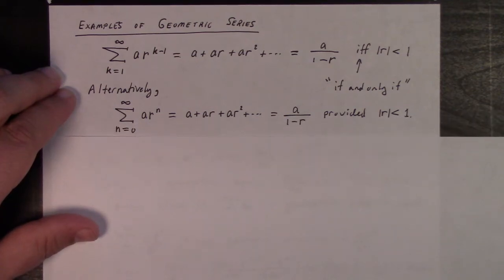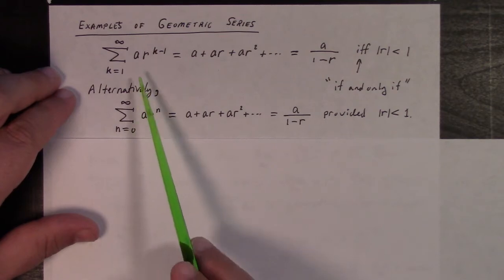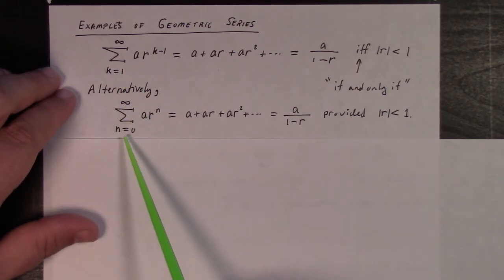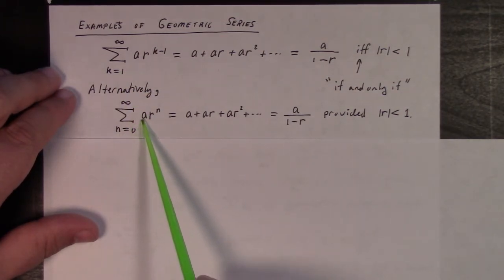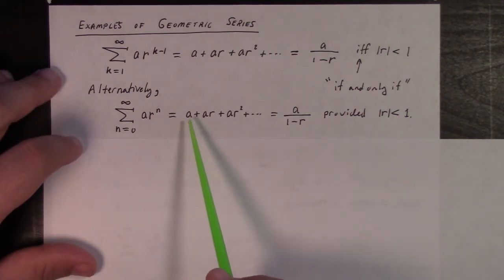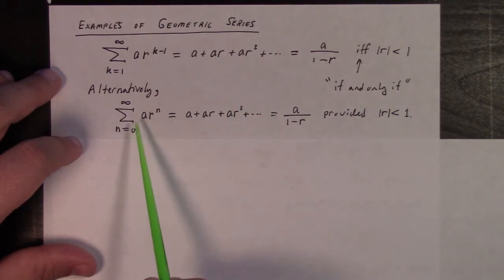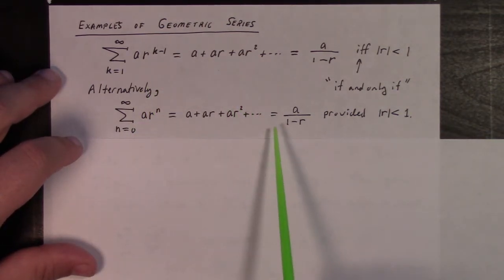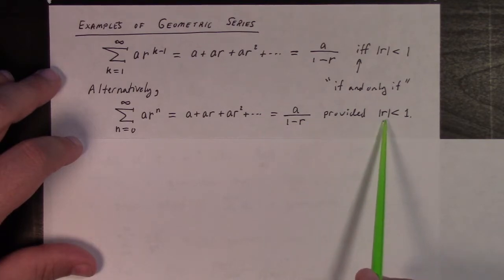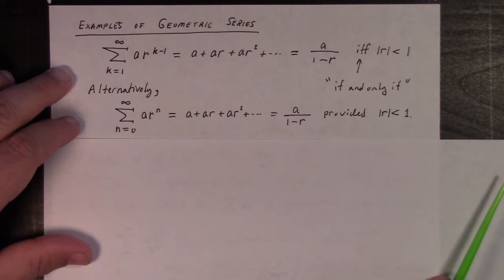All right, and IFF is a shorthand for if and only if. Anyway, alternatively, if we start the summation at 0 instead of 1, we could also write this as sum n equals 0 to infinity of ar to the n, and that again would give us the same a plus ar squared as that. It's just I've labeled it in a different way, and again only true if the absolute value of the ratio is less than 1.